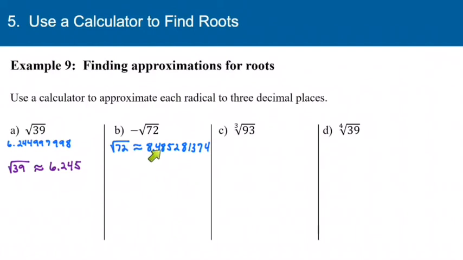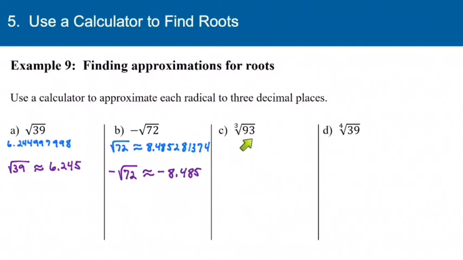So the first decimal place is 4, then 8, then 5. 5 is the third decimal place. The digit after that is a 2. So that tells me that I do not need to round this third decimal place up. My final answer for negative square root of 72 is going to be negative 8.485, and the 5 stayed a 5 because the next digit was not big enough to make it go up.